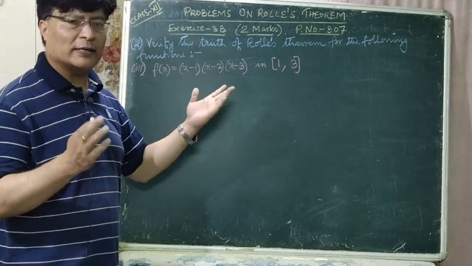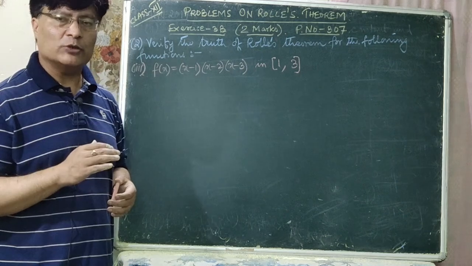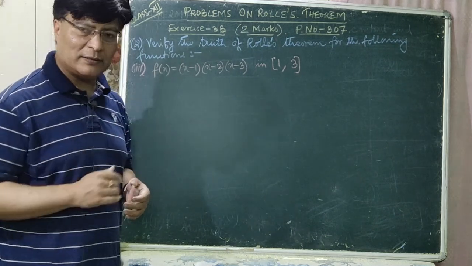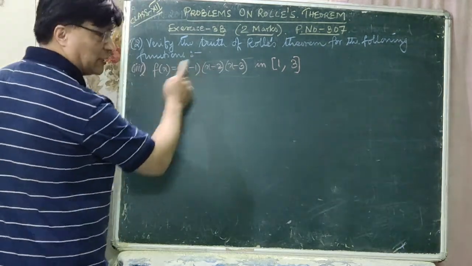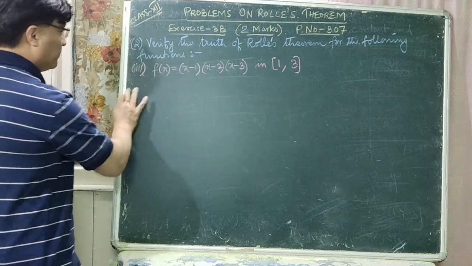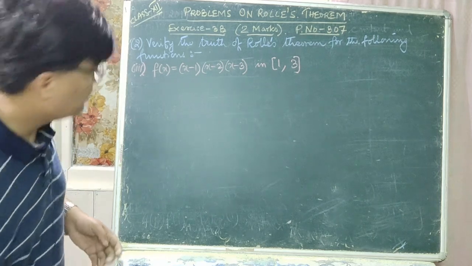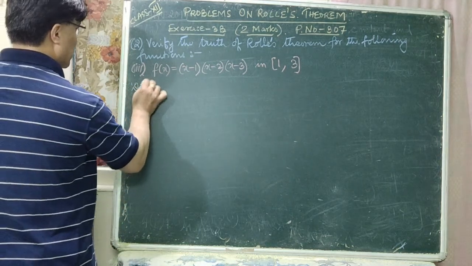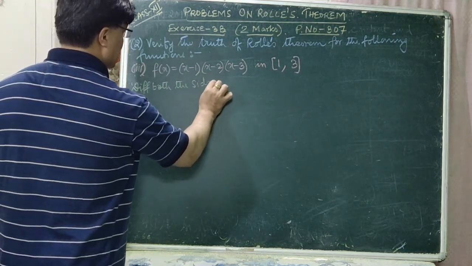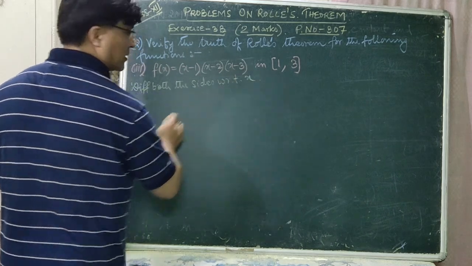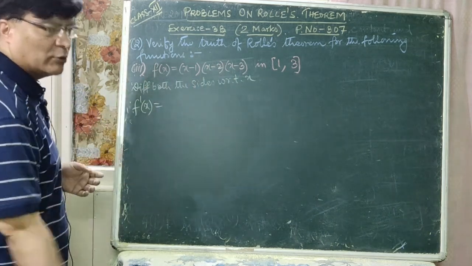If you multiply it, you will get a polynomial function of degree 3. And you know that a polynomial function of degree 3 is continuous and differentiable in its domain. Okay. So here let us differentiate it first. Differentiating both the sides with respect to x, therefore f dash of x, you can use the product rule out here, the UVW rule, you know that, isn't it?